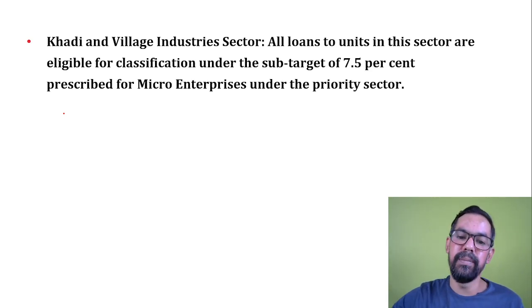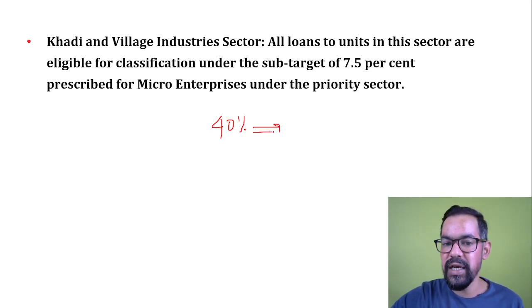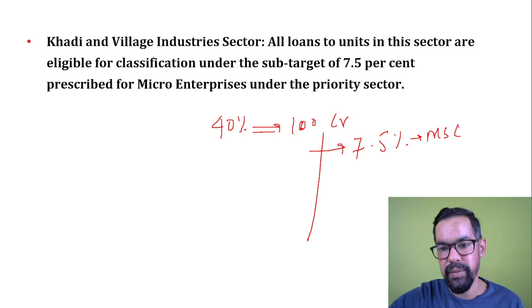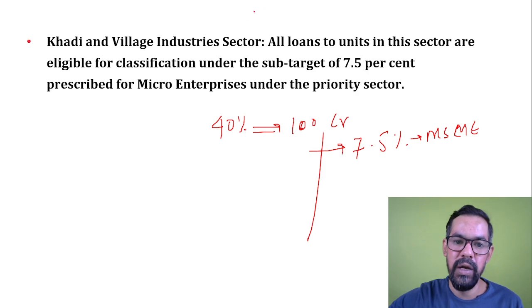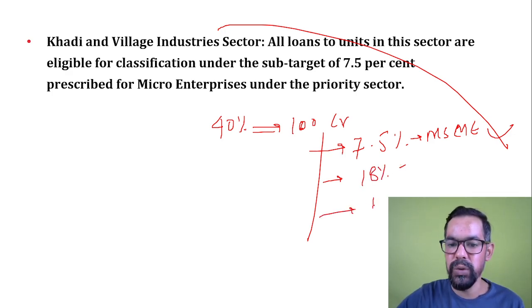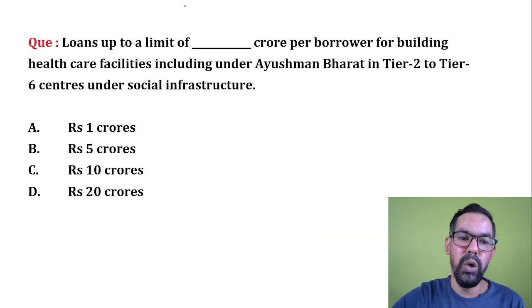Banks have to lend 40% of their ANBC to the priority sector. Let's say 40% equals 100 crore rupees. Out of this 100 crore rupees, 7.5% they have to lend to MSMEs, micro, small and medium enterprises. Khadi and village industries is part of your MSME. Then 18% in agriculture and 12% to the weaker sections. So I hope you remember that, and you'll easily answer this one.